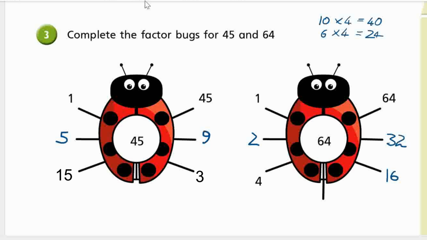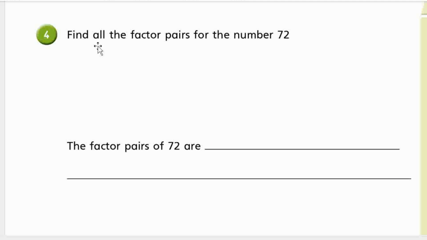Right, is there another number which goes into 64? Well, I'll give you a clue. 32 is in the 8 times table, so 8 goes into 64 as well. Okay, find all the factor pairs for the number 72.